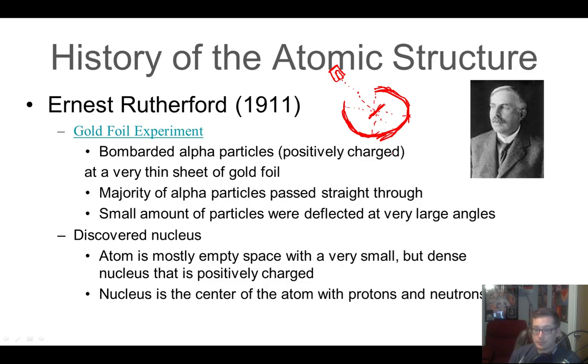So this was a huge discovery. He said it was the equivalent of launching a cannonball at a piece of tissue paper and having the cannonball bounce back and hit you. These alpha particles are very heavy and very dense, and this allowed us to discover the nucleus. So he theorized that the plum pudding model is not quite right: the atom is mostly empty space, but at the middle is a very small, very dense nucleus, which is positively charged, where the neutrons and protons are.